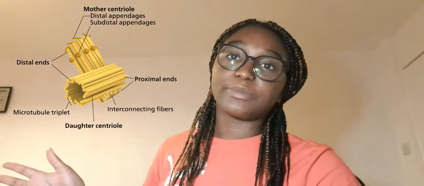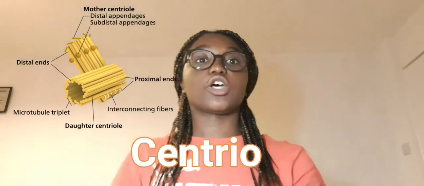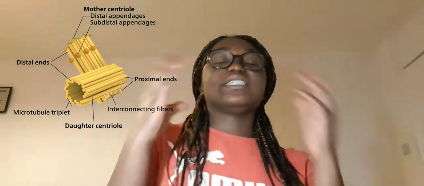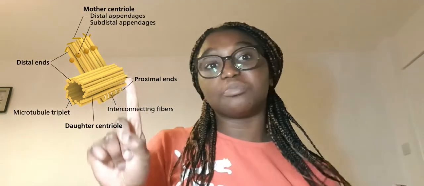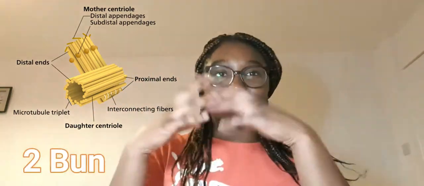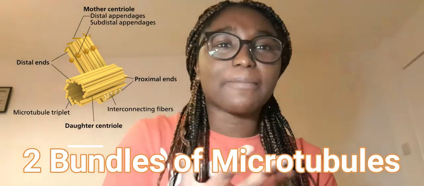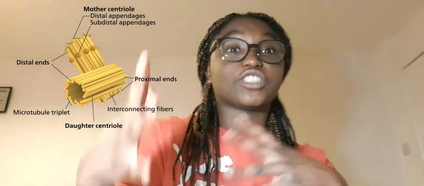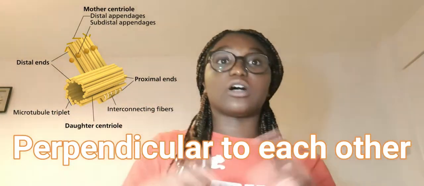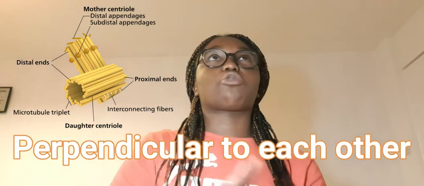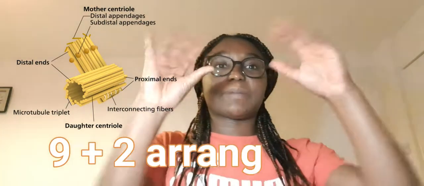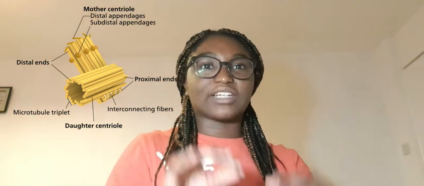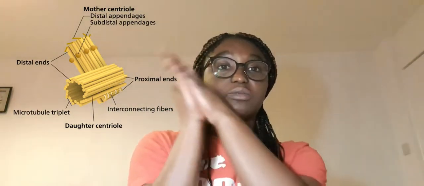So the first one I'm going to talk about is the centrioles. Animal cells have centrioles, plant cells do not. And these centrioles basically consist of two bundles of microtubules, which is a type of fiber in the cytoskeleton, and they are perpendicular, at right angles, 90 degrees, to each other. These microtubules are arranged in a 9+2 arrangement, which is where the 9 microtubules are arranged in a circle, and the 2 microtubules are positioned in the center.